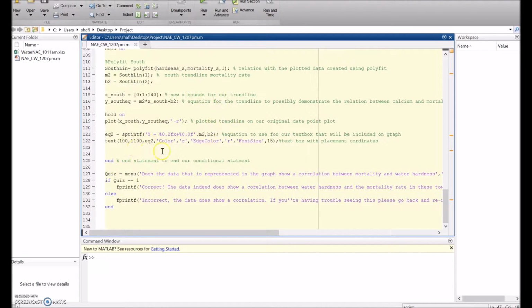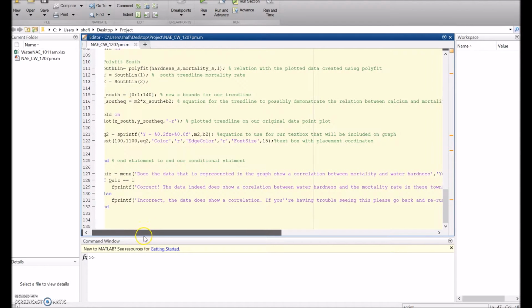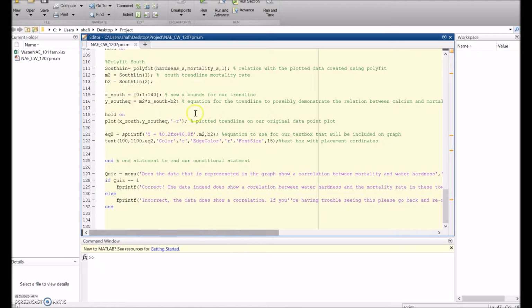And since we created a menu function, we had to do an if and else, and to end it, we just used the end function. And at the end, we decided to create another menu function. Essentially, we wanted the user to have a little bit more interaction while they were running the section.